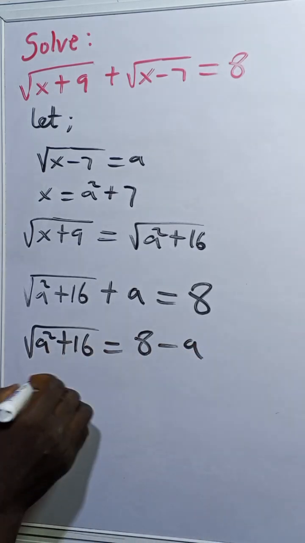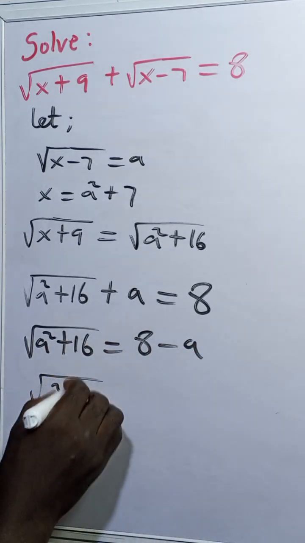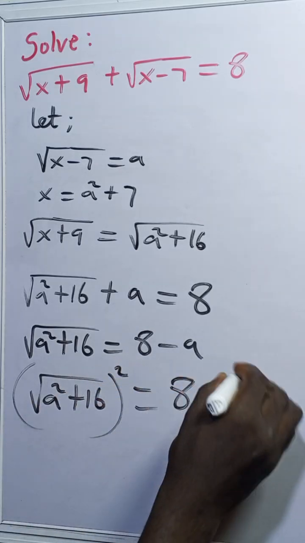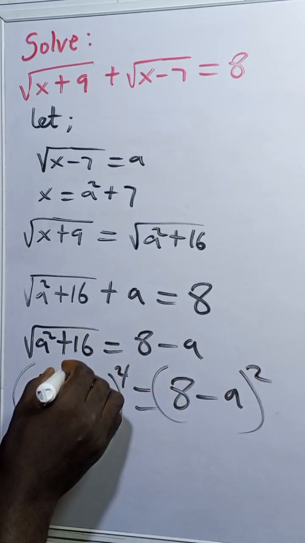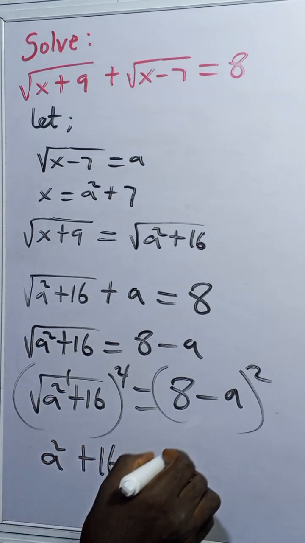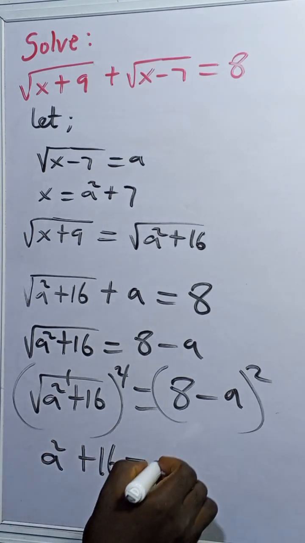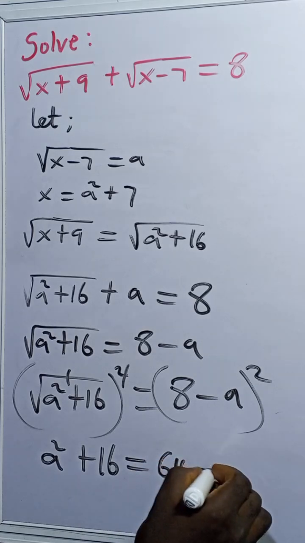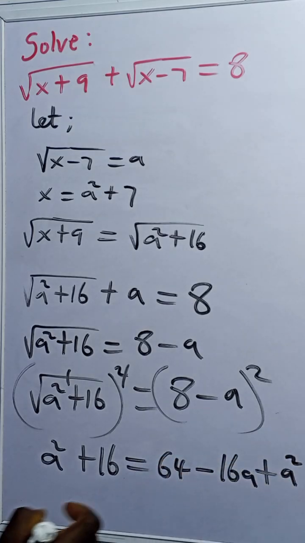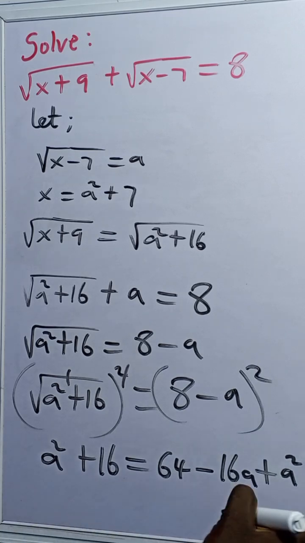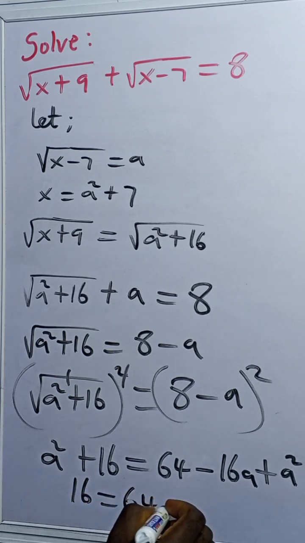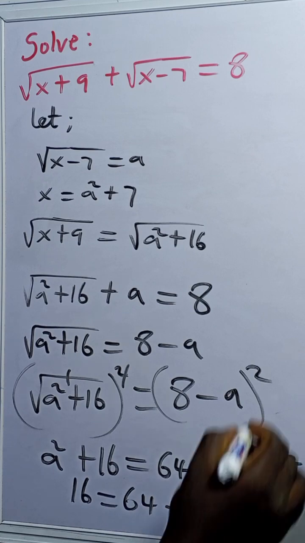Take the square of both sides. Square root of a squared plus 16, squared, is equal to 8 minus a, squared. This one cancels this. So now we have a squared plus 16 is equal to, when you expand this, 64 minus 16a plus a squared. So subtract a squared from both sides, you have 16 is equal to 64 minus 16a.